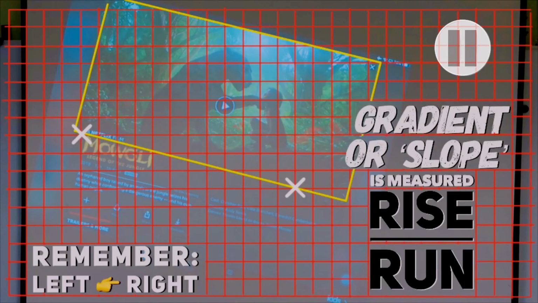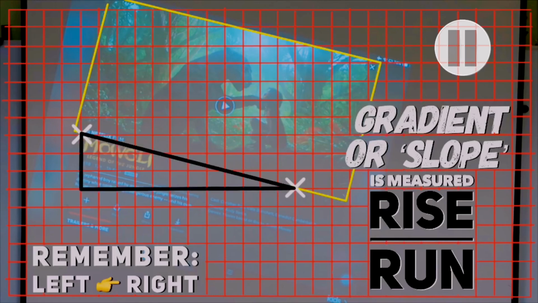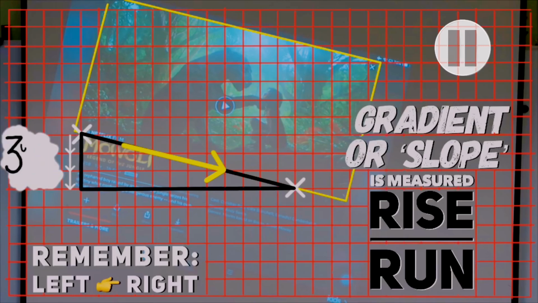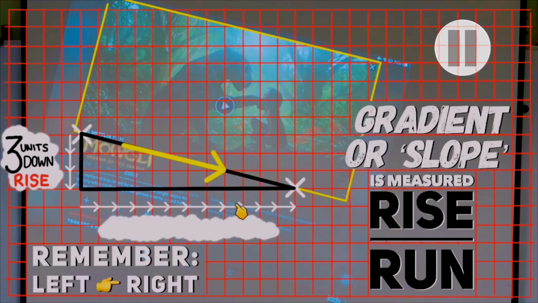Now what I can do is measure the rise and the run. So if I join those points using a right triangle, I can see that the line from left to right is going downwards, so it's a negative gradient. Now, for me to measure the rise and the run, I can see that I've got 3 units down, so I'm going 3 units down, that's my rise. And then from left to right, I'm moving 12 units to the right, that's my run.